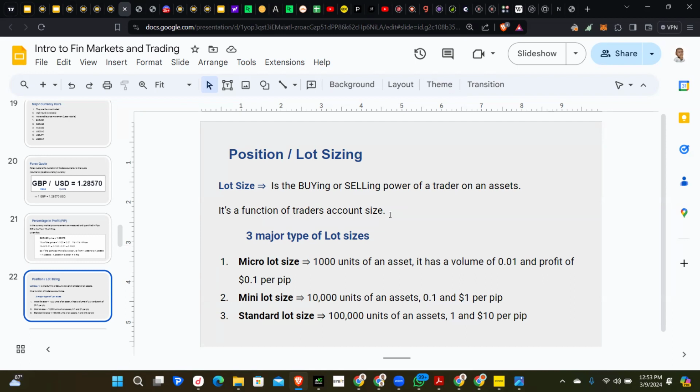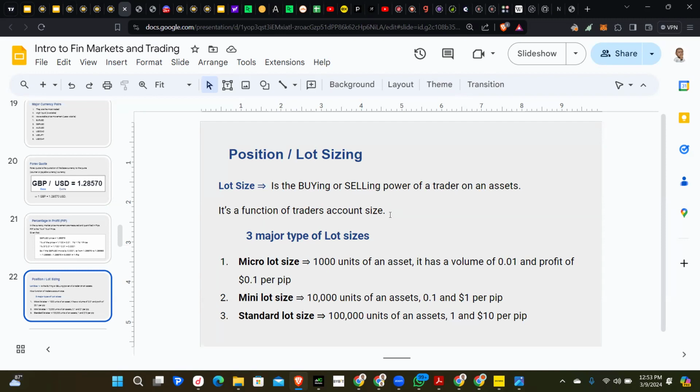We have the mini lot size. So the mini lot size allows you to get 10,000 units of an asset. It has a volume of 0.1 and it has a profit of $1 per pip. So if the market is going in your favor, you are going to be getting $1 at each pip movement. Then if the market is going against you, you are going to be losing $1 at each pip movement.